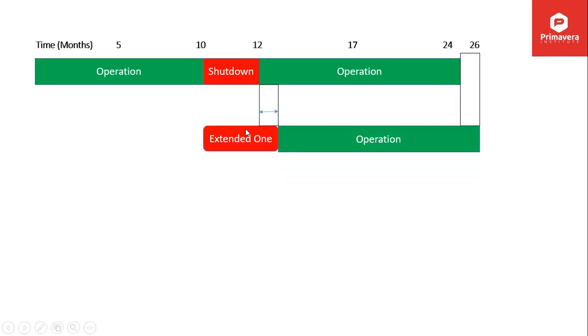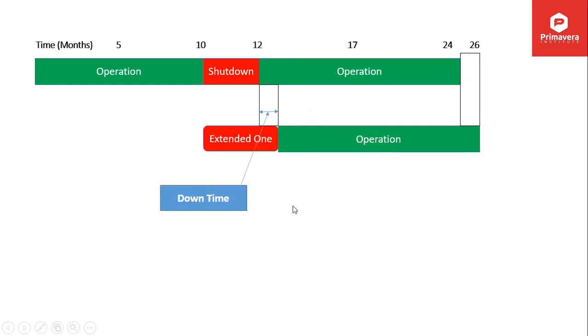But in this scenario, your shutdown is extended for some reasons, and now you start getting your benefits from the 13th month. In the first scenario, you gain your benefits till 24 months, whereas in the second scenario you get your benefits till 26 months. So this is called downtime.